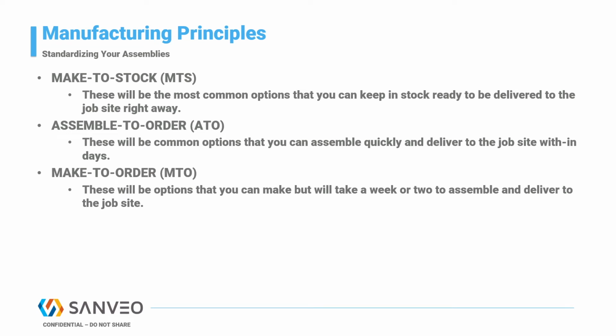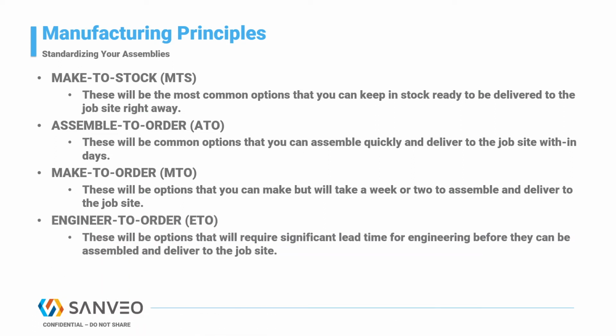Make to order. Next are the make to order assemblies. These assemblies are the ones that are only used 1 to 2% of the time. These assemblies will have options that you can make, but it will take a week or 2 to assemble and deliver to the job site. You may have to reconfigure your assembly line to do these options.